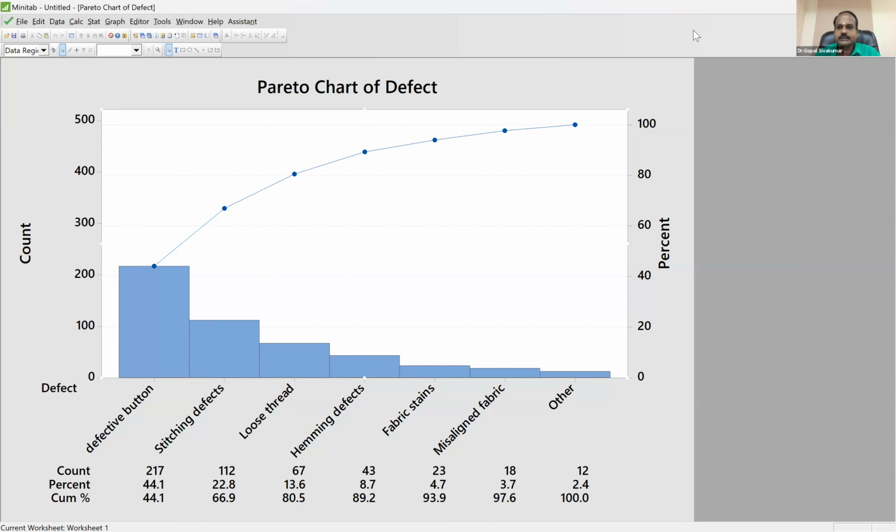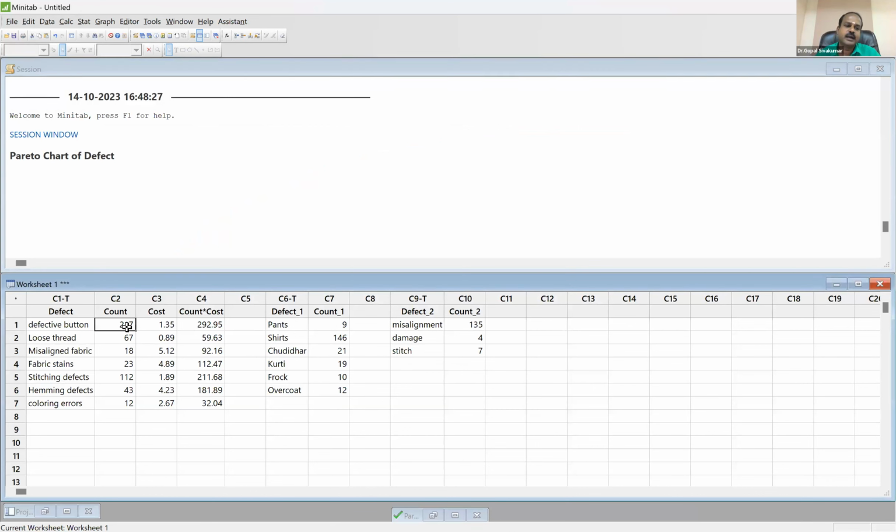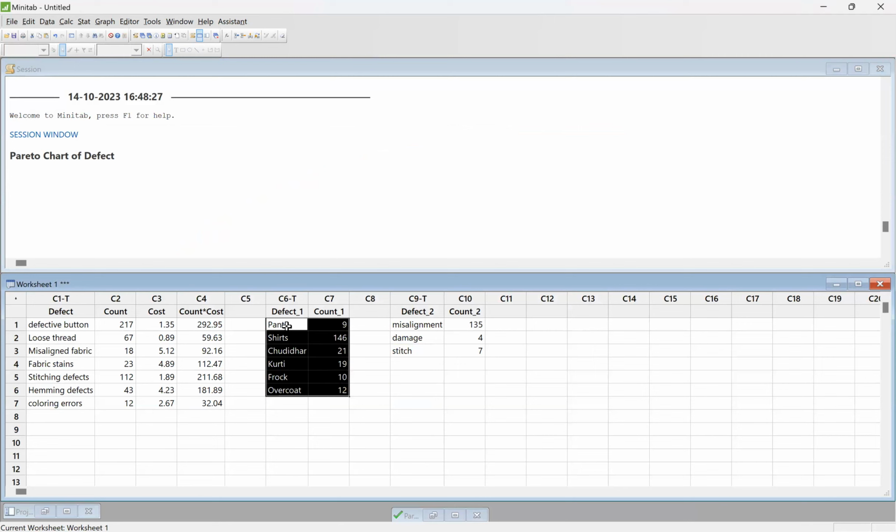Now I want to understand this 217 further, so I drill down. I have a wealth of data. The split up of the 217 is written here. Can you see it? Can one of you read out the split up details? It's pants, shirts, chudidar, kurti, frock, overcoat.